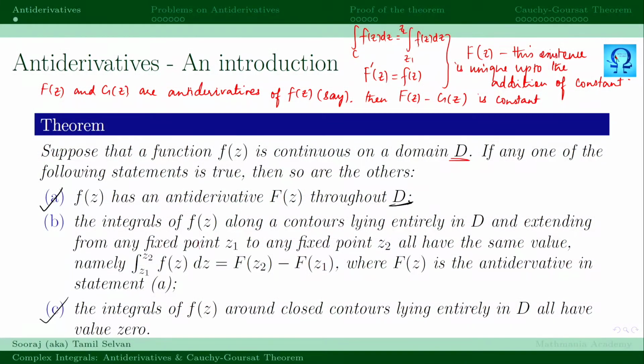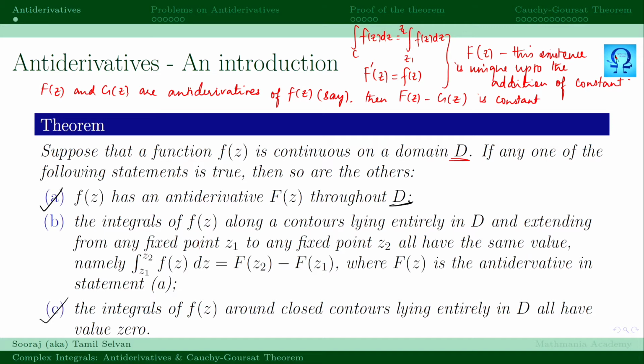Welcome back to a course on complex analysis. We have been discussing the concept of antiderivatives. When we started this concept, I just stated the theorem which states that suppose a function is continuous on a given domain D, then if one of the following statements is true, then so are the others. Which means we are not saying these have to be true always.